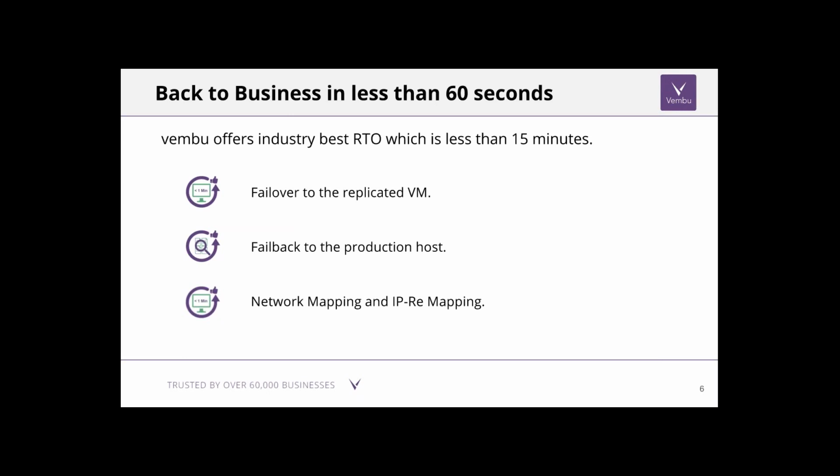And we're glad to announce that Vembu VMBackup is a product using which you can get back to business in less than 60 seconds after a disaster. We provide instant recovery, or instant-up of the VMs back to a live environment by providing a failover to the replicated VM, failback to the production host, network mapping, and IP remapping.